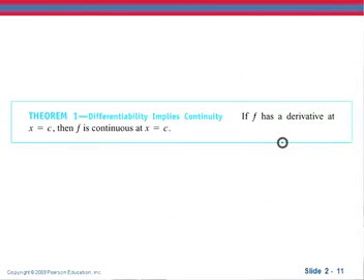Now, differentiability implies continuity. If f has a derivative at x equals c, then f is going to be continuous at x equals c. So if it has a derivative at that point, it will be continuous at that point.